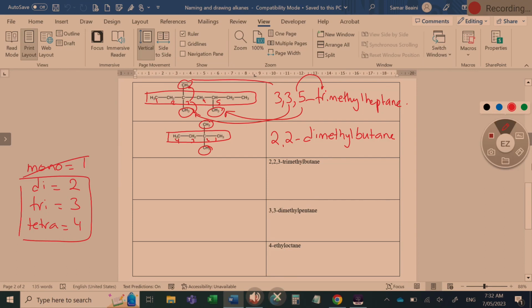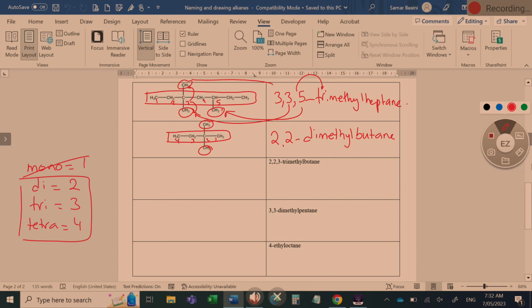Does that make sense? So again, the numbers tell me the locations of the branch. And the prefix here, di, tri, tetra, tells me how many of them I have. Okay? Alright, so are we okay with getting the names, instructions, and then I have to name them? Do I have any questions about that?